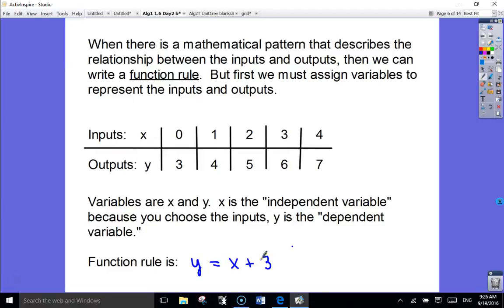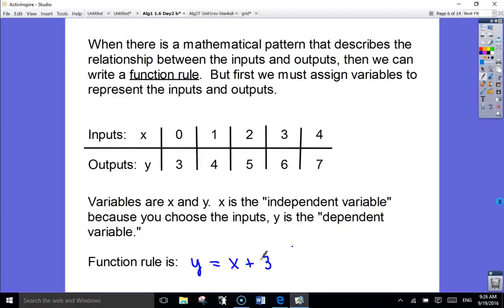Now, if you write a function rule, something good to do is to just make sure that it works. Plug in the numbers that you've got and make sure in every case it's 3 more. You can sometimes come up with something that works maybe for the first number or 2, but maybe it doesn't work for all the numbers. You've got to think a little harder. So that's a function rule.